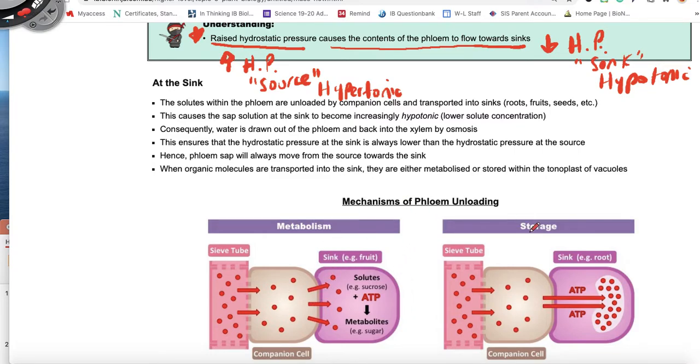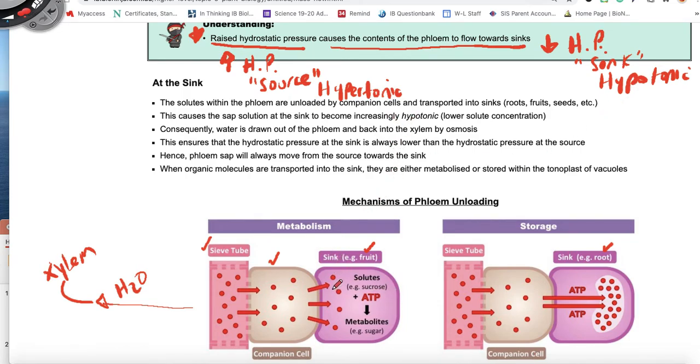So here we see two mechanisms by which phloem is unloaded through the companion cell. So this is the companion cell. Here we have the sieve tube cells, and here we have the sink. In this particular example, the sink is fruit, and in this particular example, the sink is the root. So as the phloem starts to unload into the companion cell and then into the sink, we know that water is going to leave the sieve tube and go back to xylem, right? This is going to ensure that there's always a lower hydrostatic pressure at the sink. Because remember, that's the direction in which the phloem needs to flow. It needs to flow towards the sink.